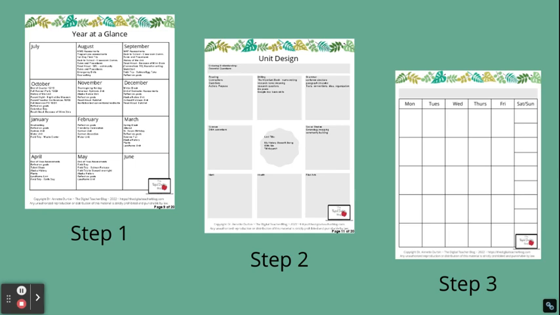Step 1 is the year at a glance, and that should be completed. From the year at a glance, then we design the unit. And then from that unit, then we start looking at the monthly calendar. And on the monthly calendar, you just start with the weeks. This is what we want to accomplish this week. We're going to read the story Because of Winn-Dixie.